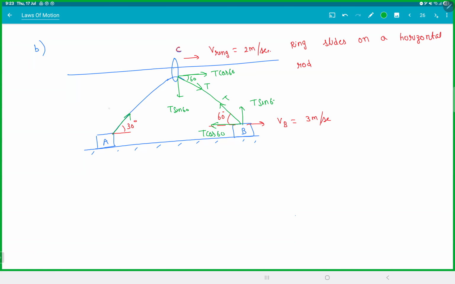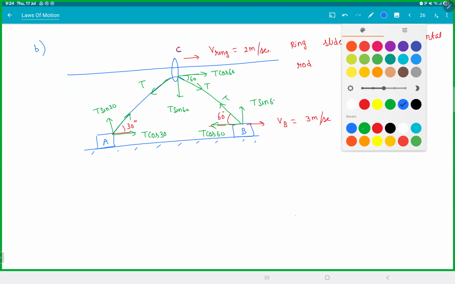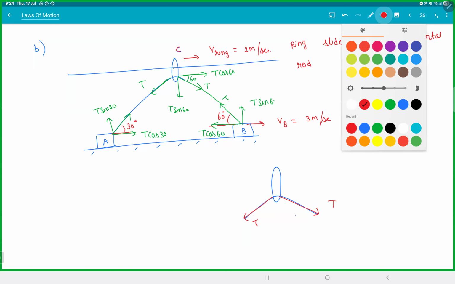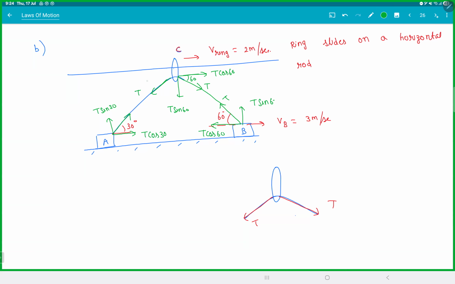Here, this tension is also T. T cos 30, T sin 30. Remember, this thing is also T. So basically, for this ring, because the string is passing through it, you can assume as if there are two tensions pulling it, T and T. Are you getting how you can assume? It is two strings pulling you. This angle will be 30, so this will be T cos 30 and this will be T sin 30.